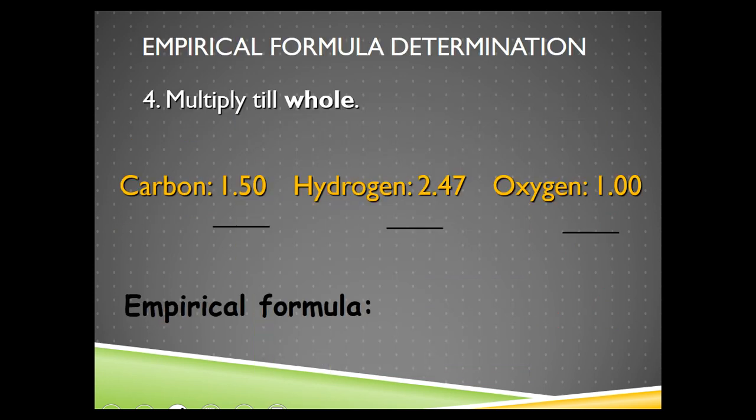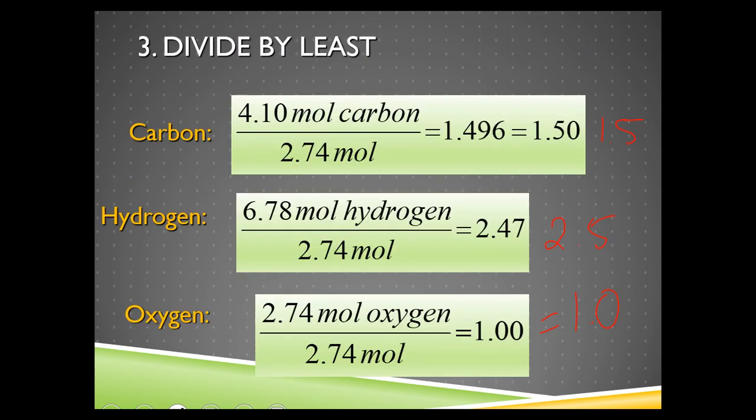All right, the last step is multiply till whole. So what these numbers represent, this 1.5, this 2.5, and this 1.0, these are going to be your subscripts. Well, you can't have 1.5 carbons. You can't have 2.5 hydrogens. You can have 1 oxygen, but if these guys don't work, then it doesn't matter, okay? So you need to multiply these numbers until you get a whole number, okay? And that's what the next step is.